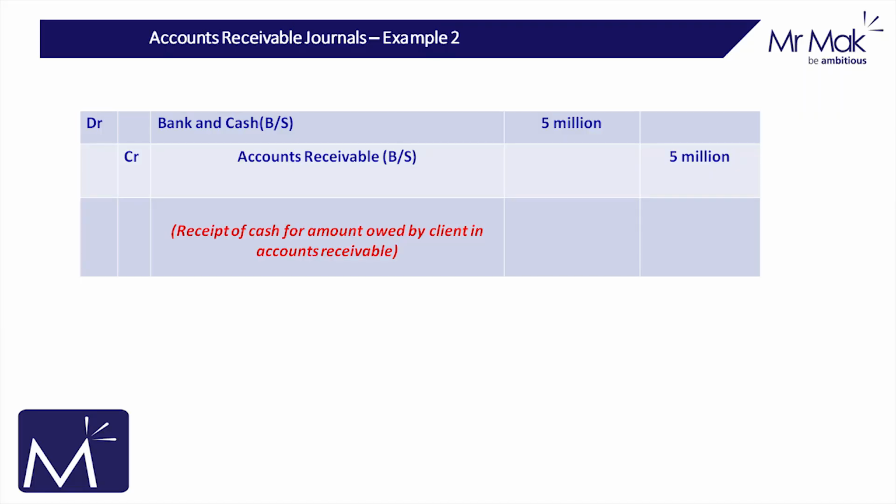Very, very simple. There would be a debit to the bank and cash in the balance sheet, and that shows that the client has paid the $5 million. So there'll be a debit of $5 million to the bank and cash.